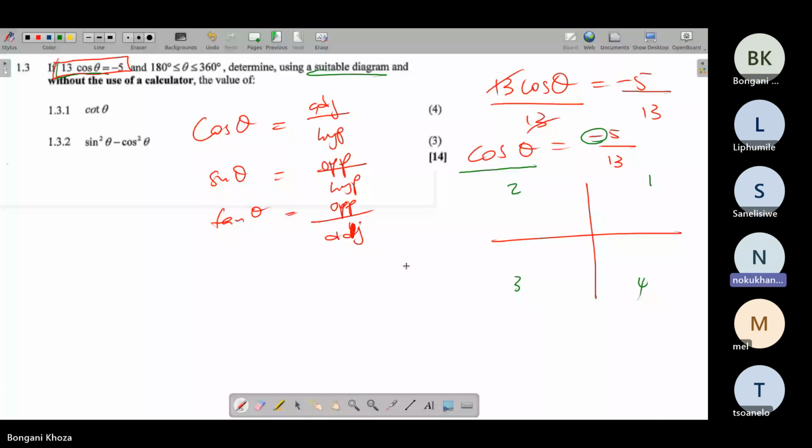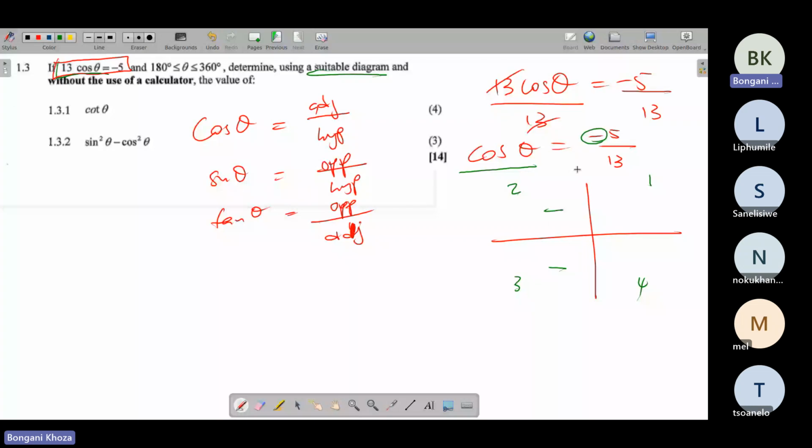Fourth quadrant? In the fourth quadrant cos is positive. We were looking for where cos theta is negative. It's negative where? On the third. On the third, it's negative. Where else? On the second. On the second, it's negative. Right. So as you can see, we have two sections.